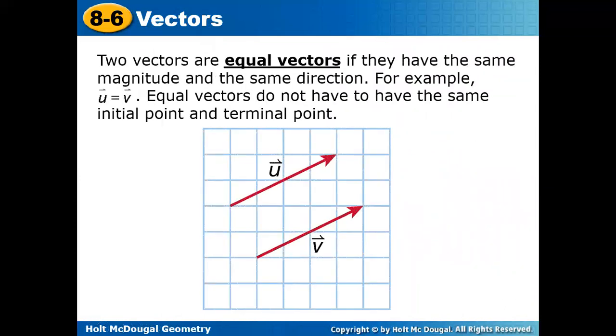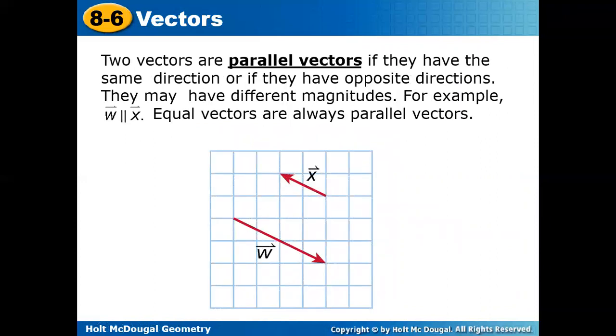Now, two vectors are equal vectors if they have the same magnitude and the same direction. For example, we have two vectors, vector u and vector v. Equal vectors don't have to have the same initial point and terminal point. We have only two conditions: they must have the same magnitude and the same direction. Here you will observe that they have the same length and also the same direction. They are parallel.